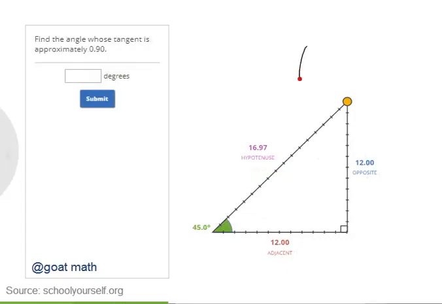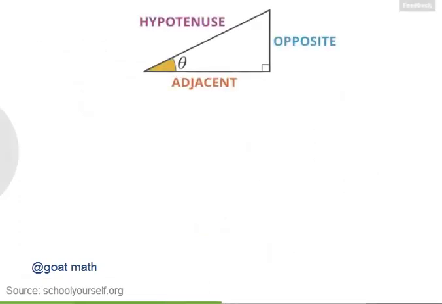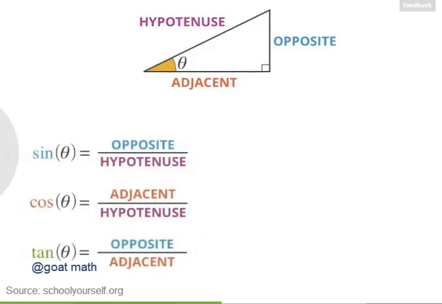Great work! Now use this interactive right triangle to find an angle whose tangent is approximately 0.9. Again, feel free to ask for a hint if you need one. Great! So to summarize, here are the side names of a right triangle, and here are the definitions for the sine, cosine, and tangent functions.